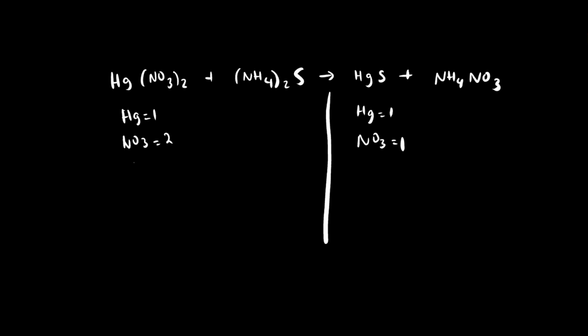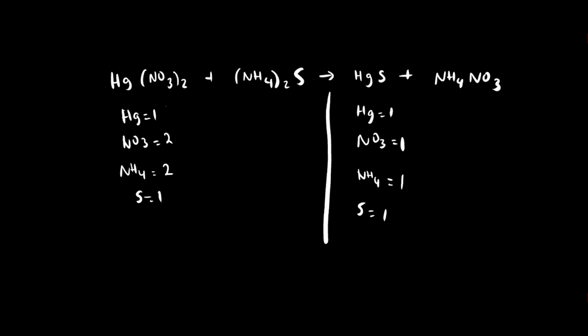Moving on to the ammonium, again, treat that as a whole, as a unit, instead of treating it separately as nitrogen and hydrogen. So NH4, we have 2 ammonium groups on the left, and then we have 1 ammonium group on the right hand side. And then as for the sulfur, we have 1 on the left and 1 on the right. So we need to balance the nitrate and the ammonium group.